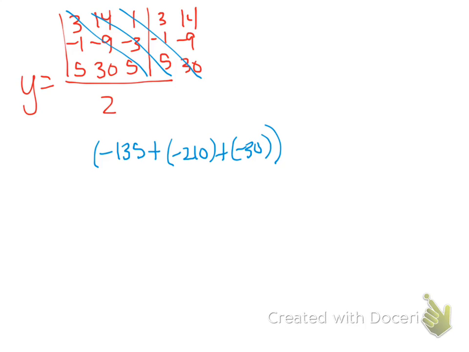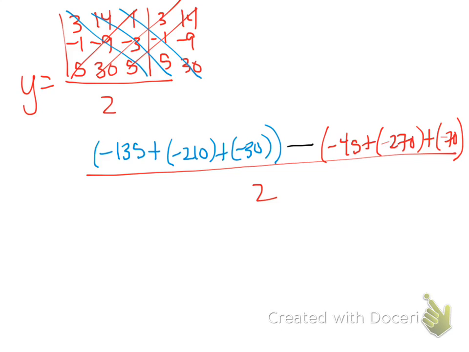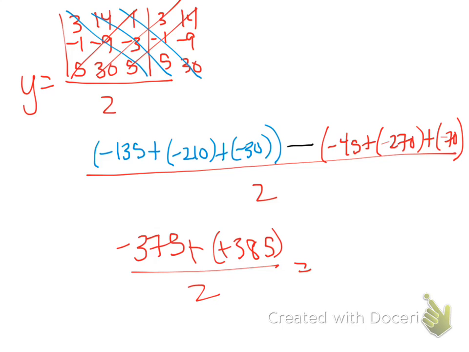So there's my down diagonals minus my up diagonals all over 2 still. So again, simplifying, I get negative 375 minus a negative 385 all over 2, 10 over 2, so my y-coordinate is 5.